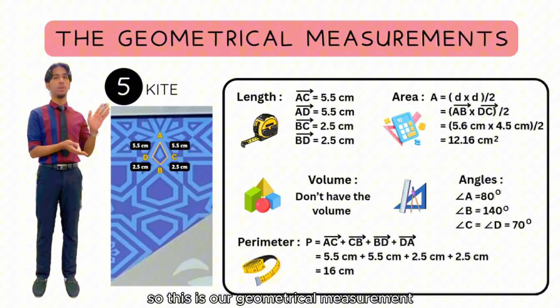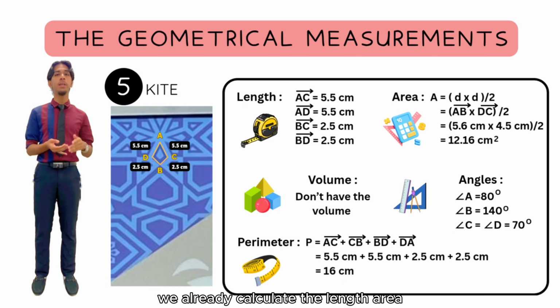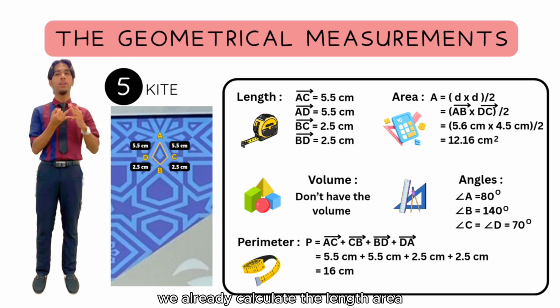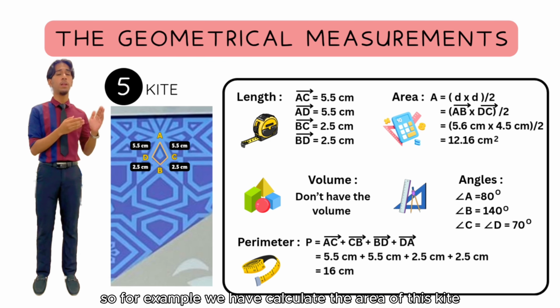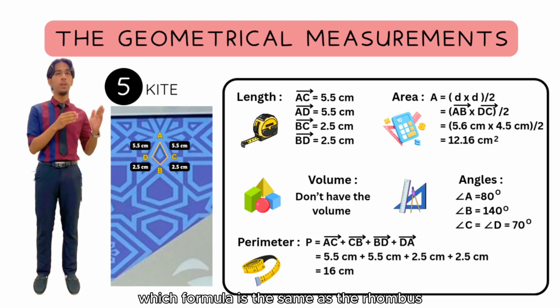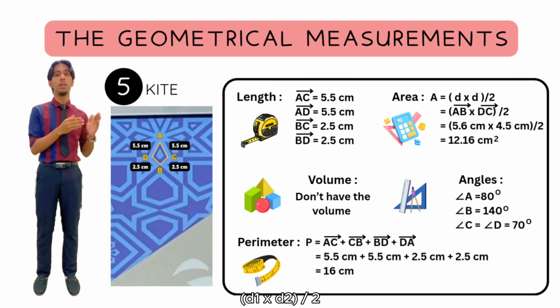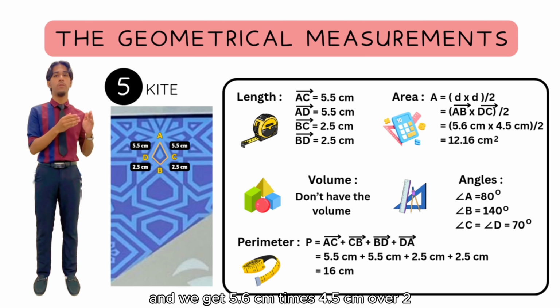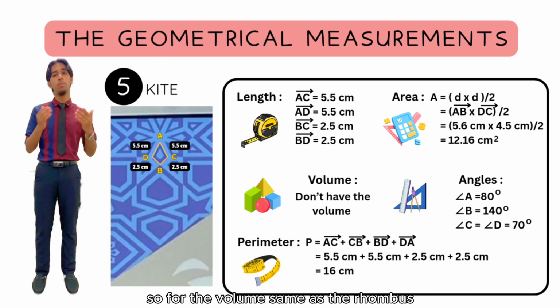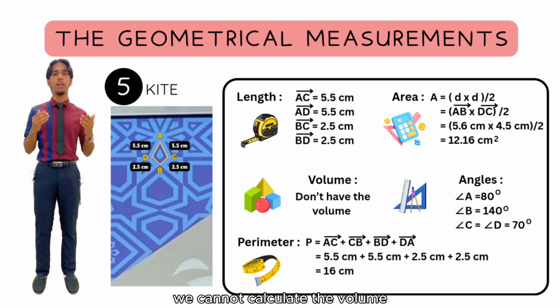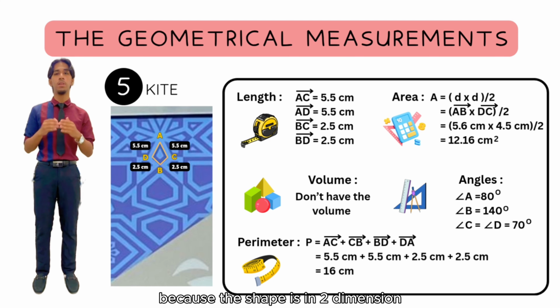So this is our geometrical measurement. We already calculated the length, area, angle, and perimeter. For example, we calculated the area of this kite, whose formula is the same as the rhombus, d1 times d2 over 2, and we get 5.6 centimeters times 4.5 centimeters over 2, which is 12.16 centimeters square. For the volume, same as the rhombus, we cannot calculate the volume because the shape is in 2 dimensions.